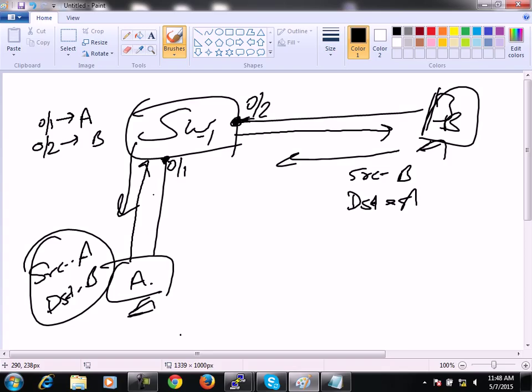The meaning of flooding is the same. Might be it was broadcasting. It was a broadcasted frame, right? Might be it was a multicasted frame.